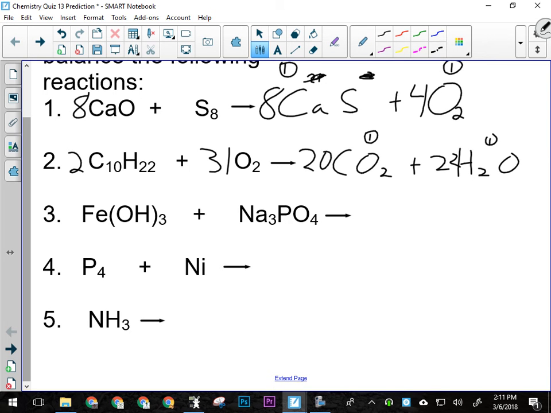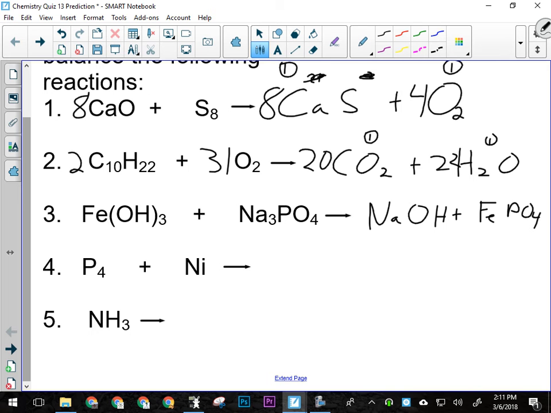Questions on the first 2? Okay, our 3rd one, we've got iron 3 hydroxide reacting with sodium phosphate. What kind of reaction is that? Double replacement. All right, so in a double replacement reaction, we simply swap the metals. So that means that sodium ends up with hydroxide and iron ends up with phosphate.